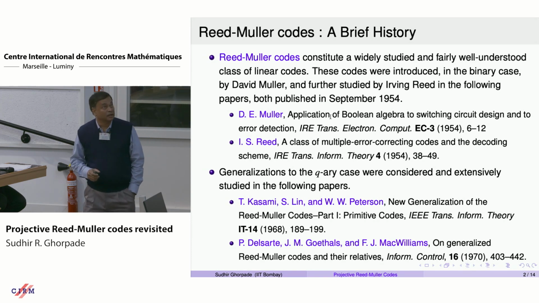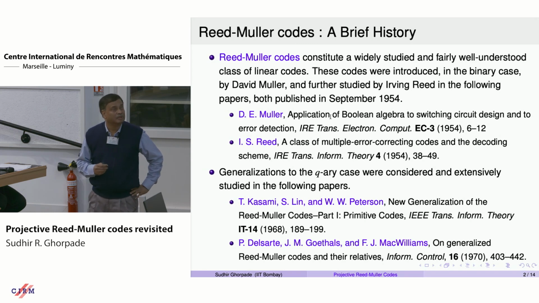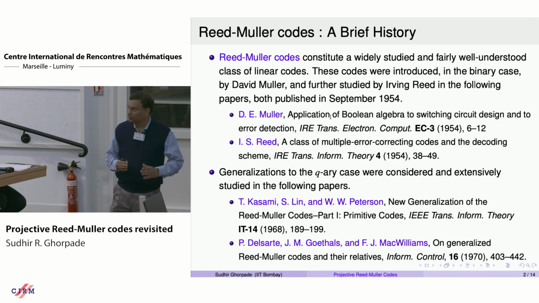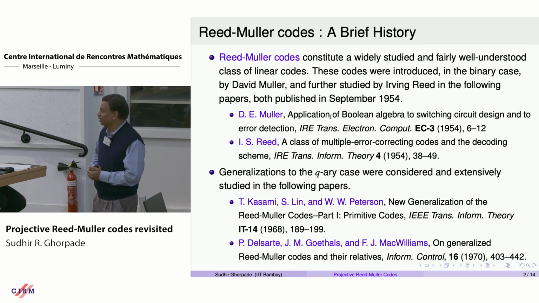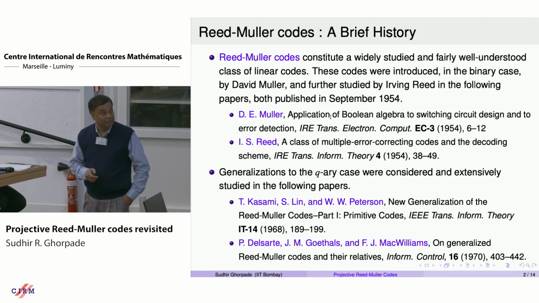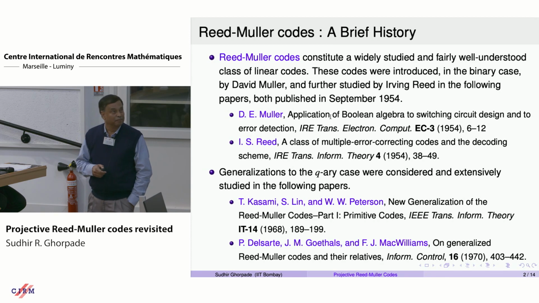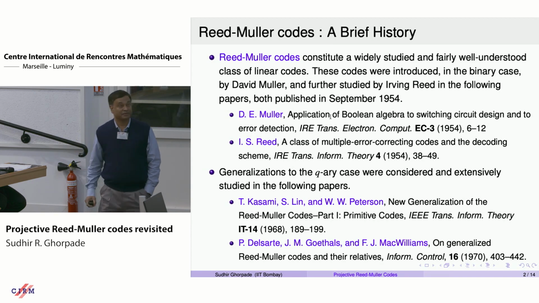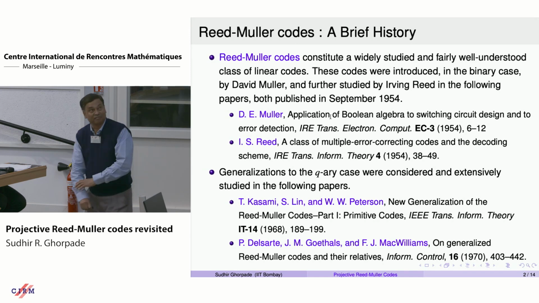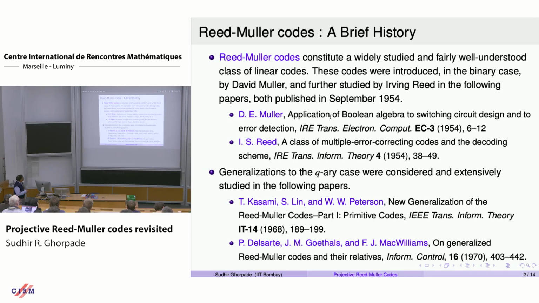If you're more interested in the history, you should read the lecture of Irving Reed at Golomb's 60th birthday conference. Of course, they worked with the binary field, and rather soon the study was extended to more general Reed-Muller codes, or q-ary Reed-Muller codes. I cite two initial important papers, one of Kasami, Lin and Peterson in IEEE Transactions, and another of Delsarte, Goethals, and MacWilliams. By the way, the papers of Muller and Reed were published in the transactions of the IRE professional groups.